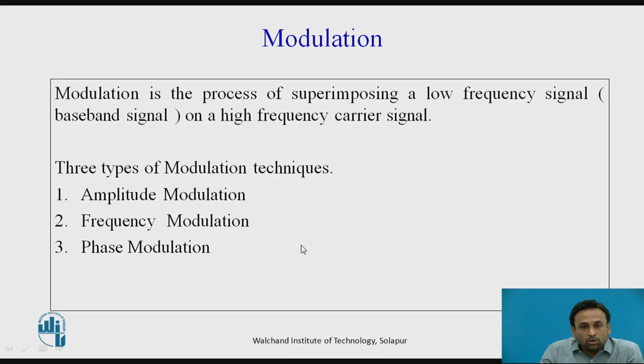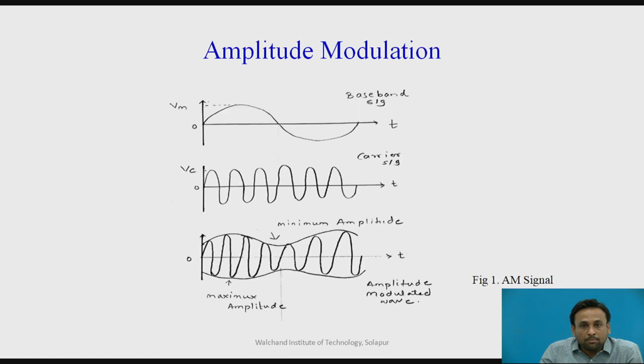So in amplitude modulation, we are going to change the amplitude of the carrier signal with respect to the instantaneous value of the modulating signal. So we'll get an output as an amplitude modulated wave.